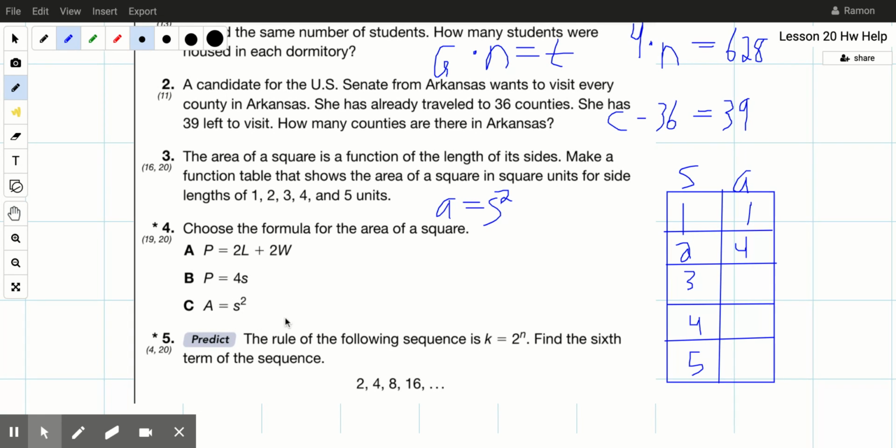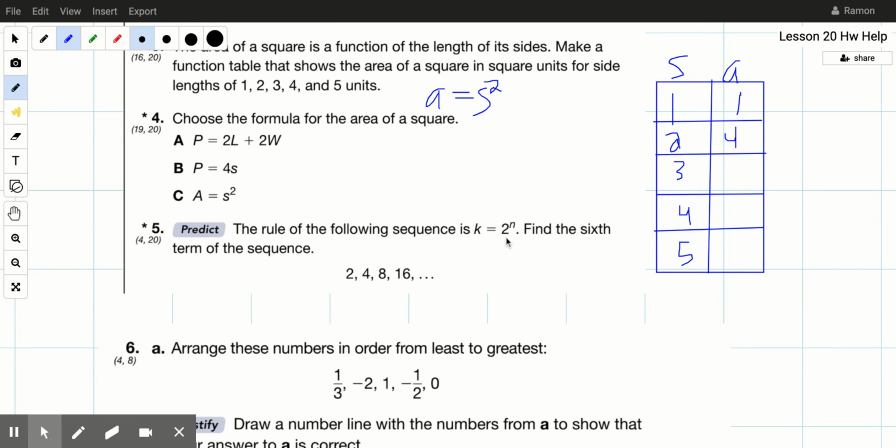The rule of the sequence is 2 to the power of n. Find the 6th term of the sequence. So the way we found 2 to the 2 was 2 to the power of 0, and then 2 to the power of 1, excuse me, and then 2 squared. So basically every term becomes the exponent. And so to find the 6th term of the sequence, we're just going to rewrite the rule, but instead of n, we're going to replace it with 6. And then from there, you just have to evaluate.